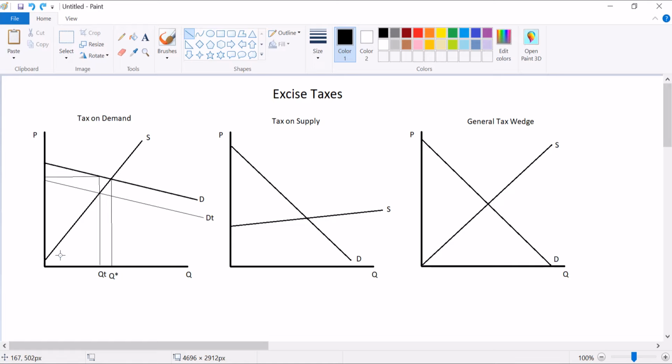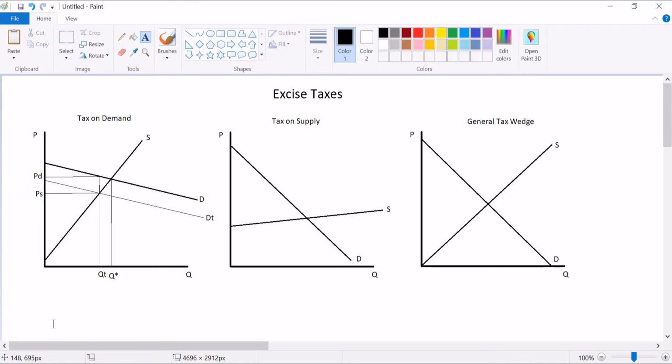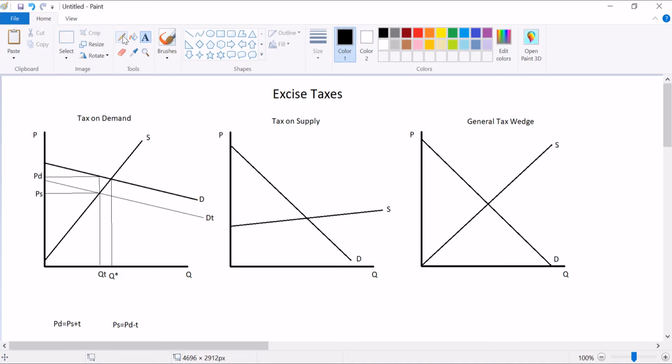Consumers are paying this higher amount. Producers are receiving this lower amount. So I'm going to put a label on here. I'm going to say this is the demand price, PD, and this lower one is the supply price, because in reality, the people are not paying and receiving the same price. The price that consumers are paying is equal to the price sellers are receiving plus the tax. Or a different way of writing that is that the price sellers are receiving is equal to the price consumers are paying minus the tax, which means our consumer and producer surplus are going to look kind of weird here.